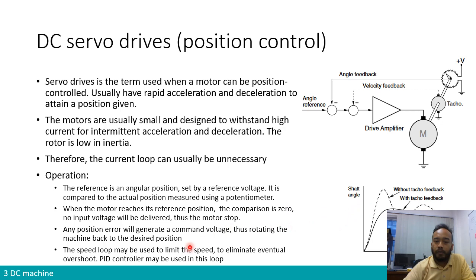So the type of controller that we may use, for example, we may use a PID controller in the speed loop over here to make sure that there is no overshoot and we have the smallest error possible in the response.